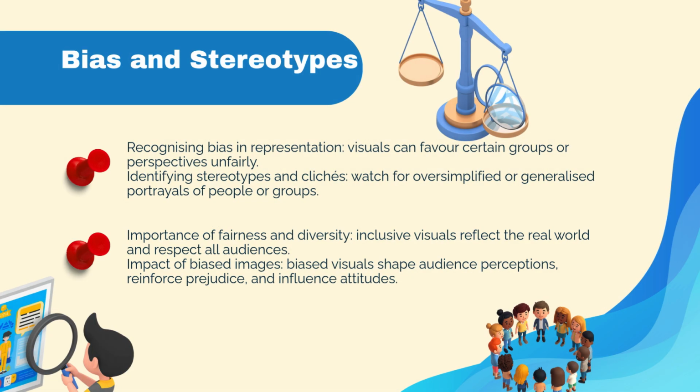Visual texts sometimes reflect bias or stereotypes. Bias occurs when one viewpoint is presented unfairly or more favorably than another. Stereotypes are oversimplified ideas about groups of people. When analyzing a visual, consider whether it presents people fairly, encourages diversity, or reinforces unfair assumptions. Support your answer with evidence from the visual.